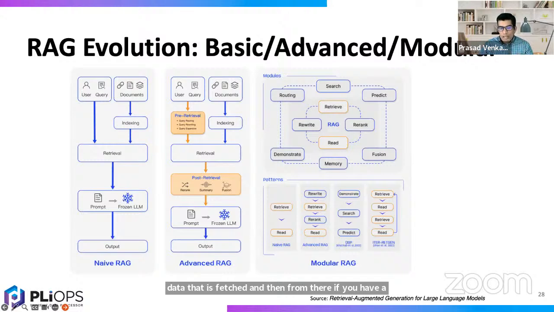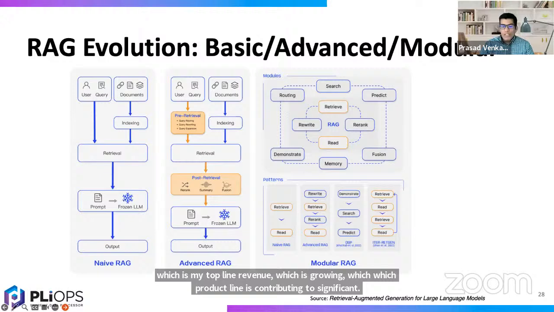Like, let's say, Google, this is my revenue for this particular quarter, but which product line has generated my revenue out of that? Which is my top line revenue, which is growing? Which product line is contributing significantly? So if you have a follow-up query out of that, that is where the advanced RAG will come in.